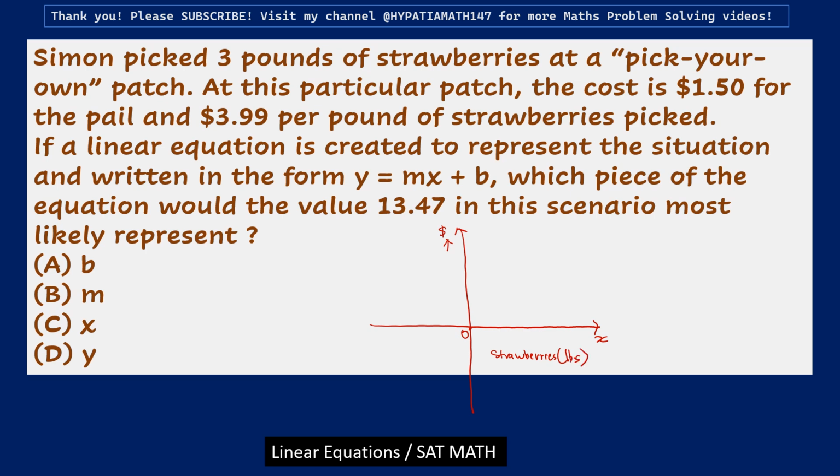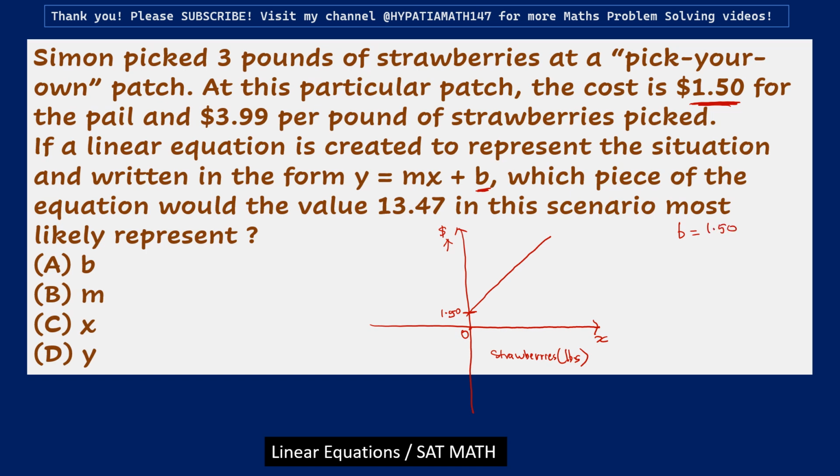You see, the fixed cost here is $1.50. No matter how many strawberries I pick, I would have to buy a pail. So that is a fixed cost, 1.50. The line, a straight line, would start from there. It cuts the y-axis at 1.50, which means in y equals mx plus b, b would be equal to 1.50.